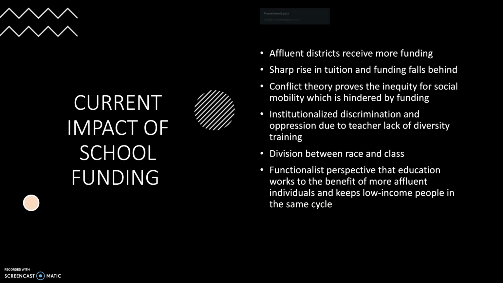And then again, the functionalist perspective plays a great role in defining how school funding is lacking. And in that way, we see that the division is between, again, more affluent individuals, and it's keeping lower income people in the same constant cycle of having the same repetitive misses, the same limits, and the same barriers to higher education.